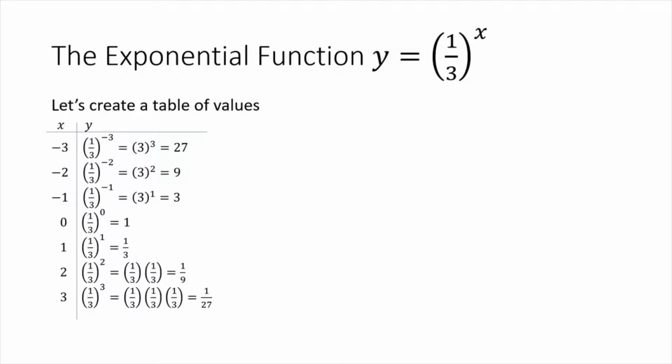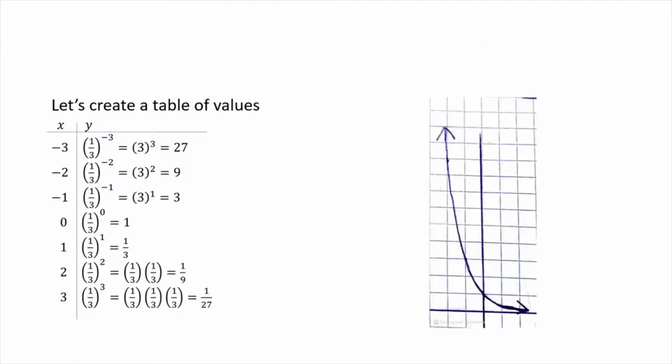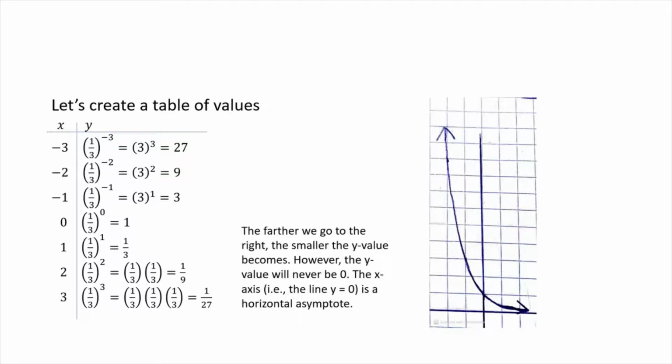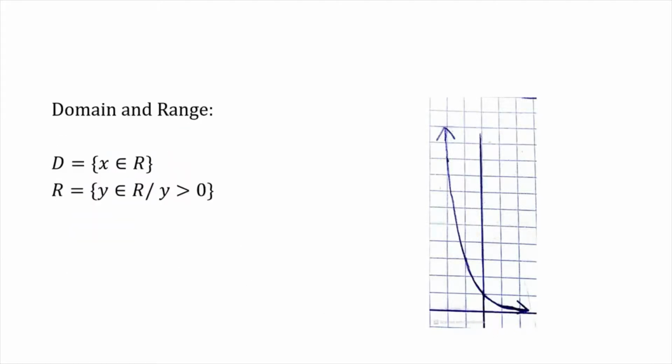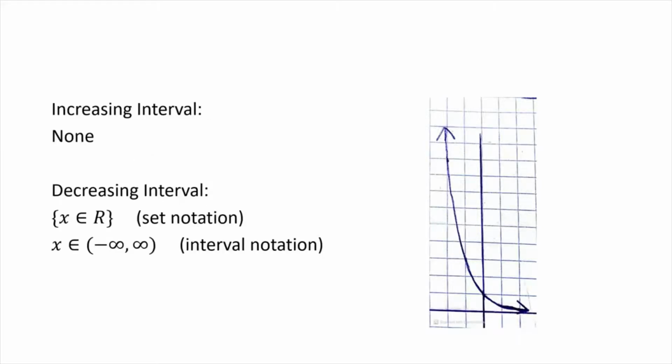We can look at the exponential function y equals 1/3 to the x. Looking at that, we would come up with the table of values that we have shown. The function looks similar to 1/2 to the x, but it's a little steeper. The farther we go to the right, the smaller the y value becomes, but it will never be 0. The x-axis is a horizontal asymptote, and so we get the domain and range as shown right there. There's no increasing interval, and the decreasing interval is all values between negative infinity and infinity, for similar reasons as we had for the last exponential function we just looked at.